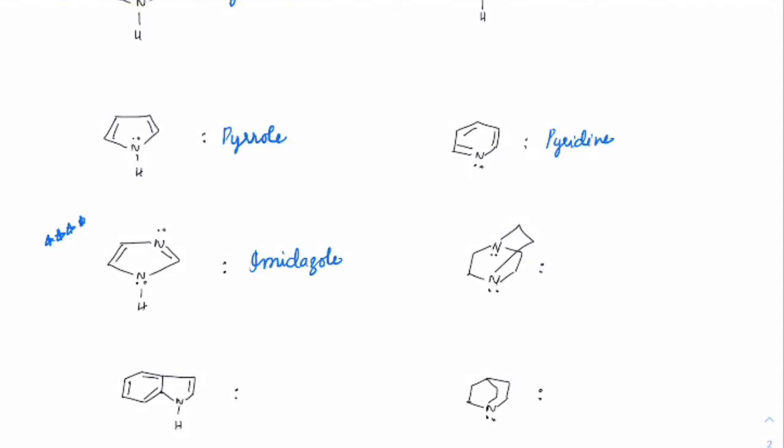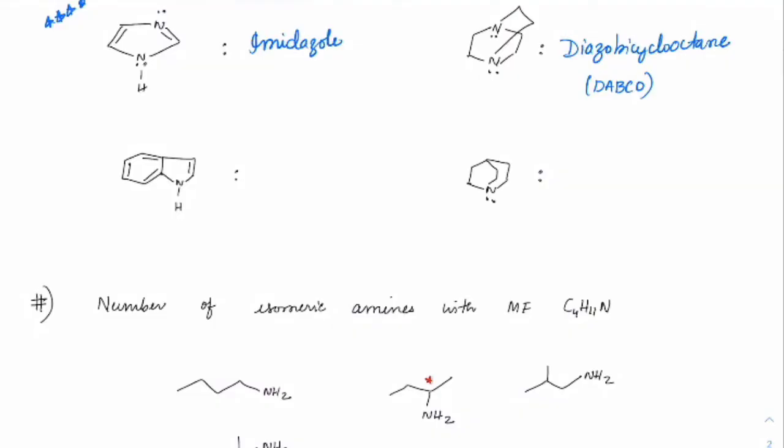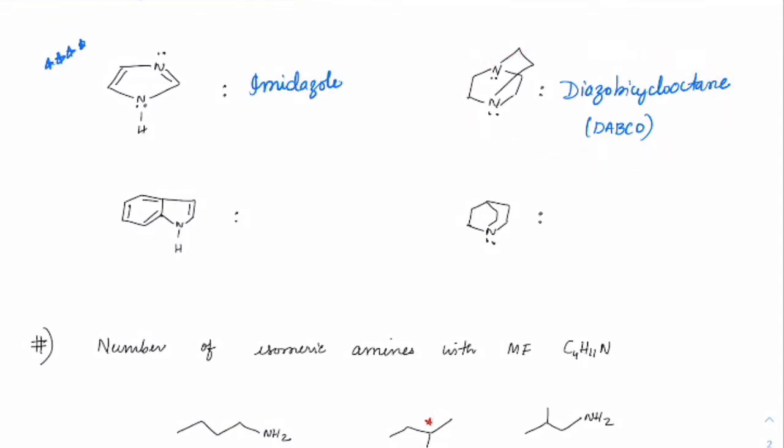Next, you can see that this has three ethylene groups with two nitrogens connected on the bridge. I can call this diazabicyclo, and totally, if you give the numbering, it will appear like octane, and the industrial name is DABCO, diazabicyclooctane. Not very important right now; like I said, just remember that before the Mains.